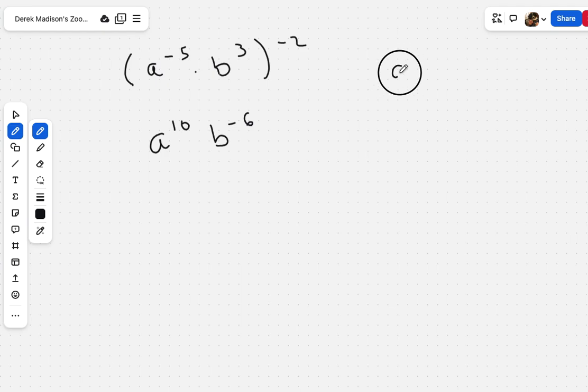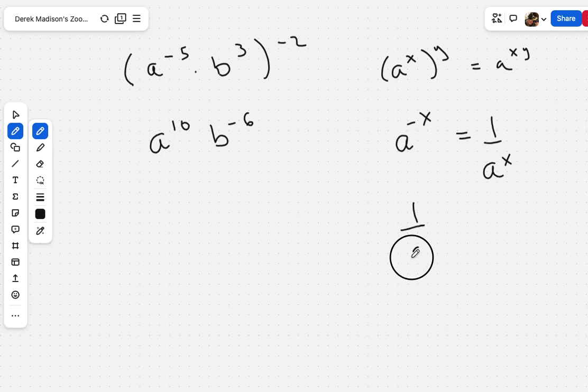And that's because we have that property that says if I have a raised to the x raised to the y, that is a to the xy. Another property that we have is regarding negative exponents, which we're seeing in this section. If I have a to the negative x, that is the same thing as 1 over a to the x. Likewise, if I have 1 over a to the negative x, that means I have a to the x. So essentially, if you have a negative in the numerator, when you drop it down to the denominator, it becomes positive. If you have a negative in the denominator, when you bring it up to the numerator, it becomes positive.